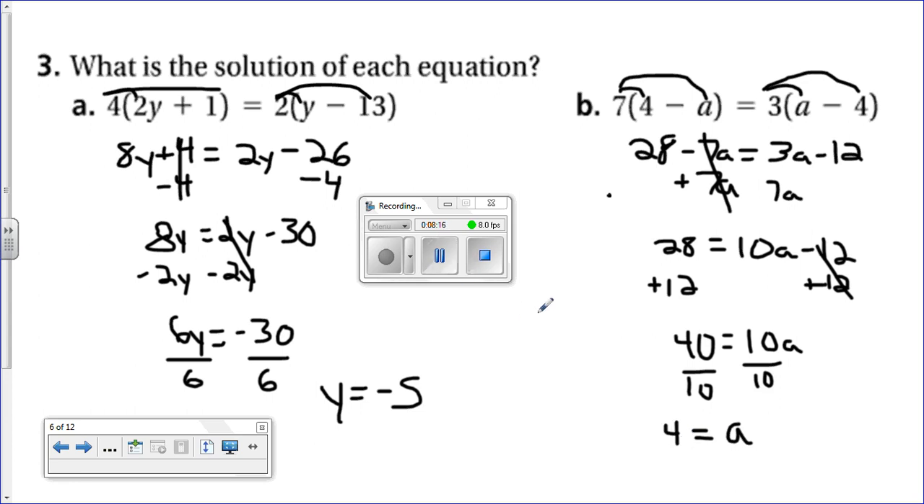So this is the video. Again, take your time with it. The only difference is having to move variables from one side to the other. Other than that, it's very similar to your previous equations.